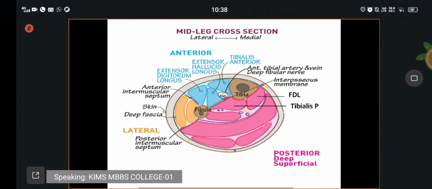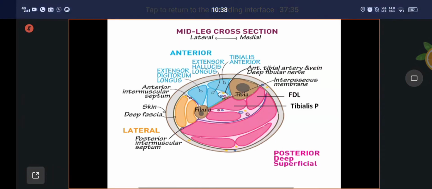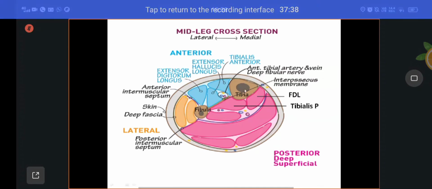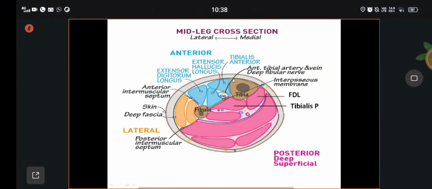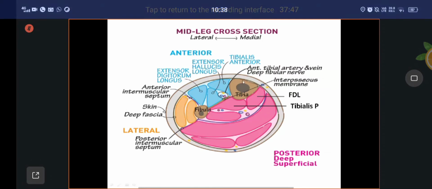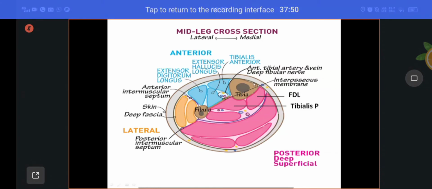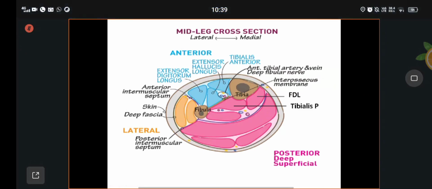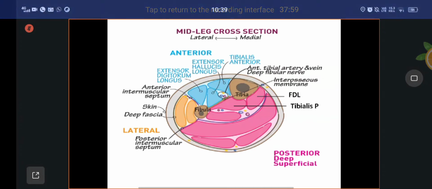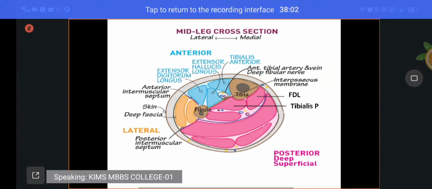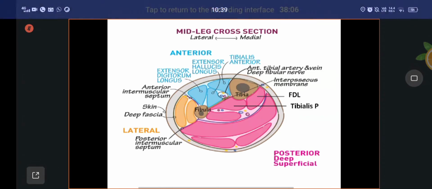The anterior compartment is present on the lateral side of the tibia. This is very, very important: there is no medial compartment in the leg. The medial side is represented only by skin and the great saphenous vein. This is the anterior border and this is the medial border. This is the medial surface. You will not find muscles here. This medial surface is subcutaneous, represented only by the skin and the great saphenous vein.